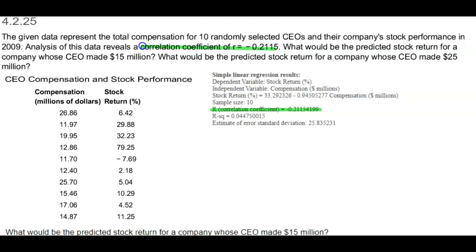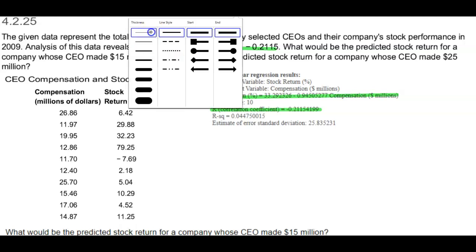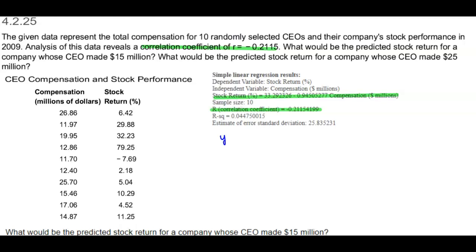Then what else do we know? We know that this is our equation. So our equation tells us the following: y is going to equal, well, we have the slope, which we can round to 3 decimals, negative 0.945, times x, where x is the compensation, and then we add the y-intercept, which is 33.292. So this is what represents our equation.